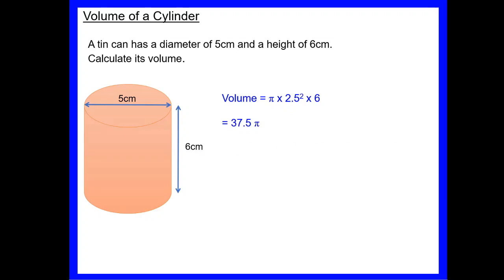Now we can just type that straight into our calculator, and it tells me that's 37.5 pi. Again, as a decimal, I get 117.8097, etc. If I round to one decimal place, 117.8 centimeters cubed this time. So don't forget we're talking about volume, and when we talk about volume, our units change to cubed.